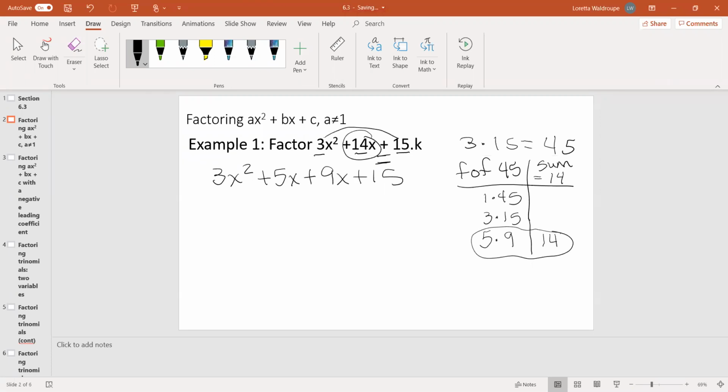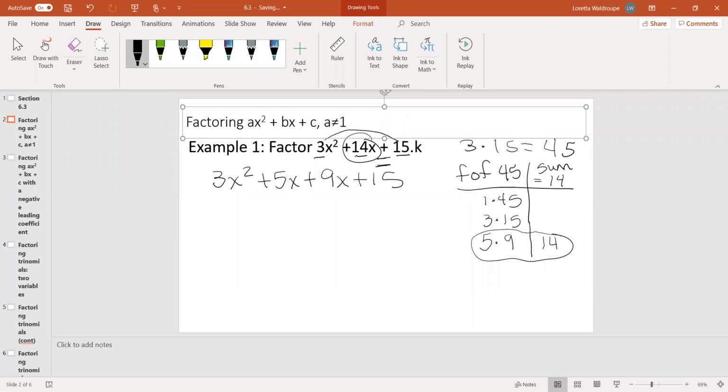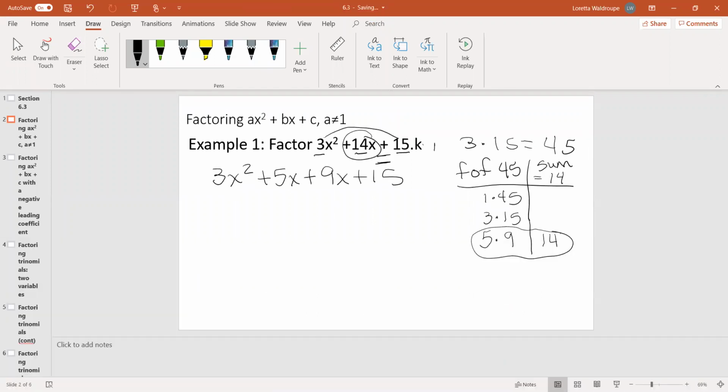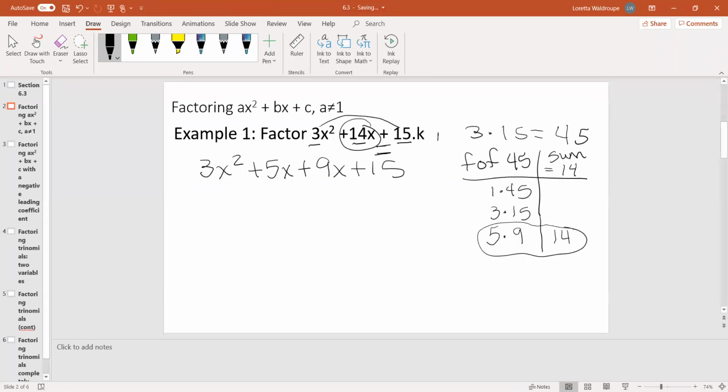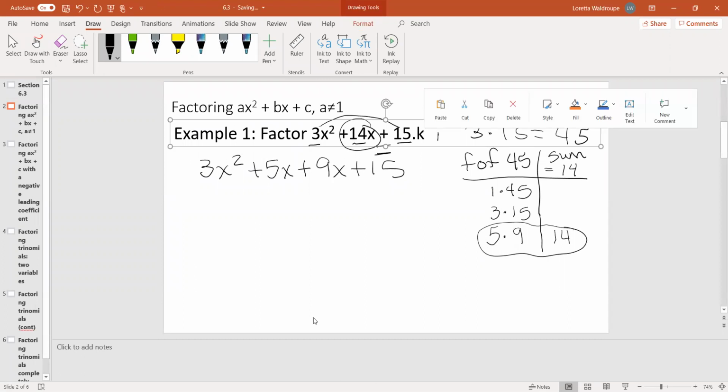I don't know where that K came from up here. So there should not be a K up here. So let's get rid of that, so that it doesn't confuse you. Probably accidentally hit it.